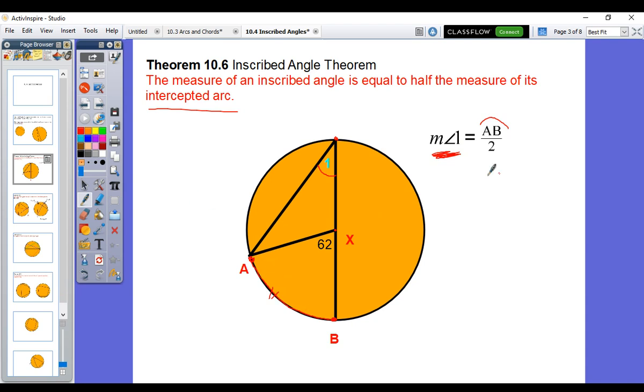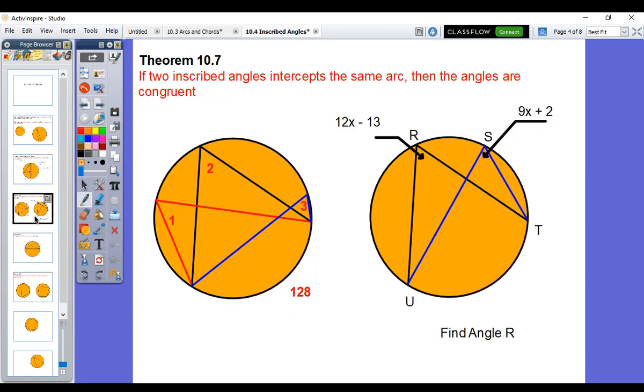Now, let's figure out what that actually is. Here, the measure is 62. This is a central angle. Remember, the angle exists at the center, central angle. So that means this arc right here is 62. Angle 1 is equal to half of that. So the measurement of angle 1 is equal to the degrees of arc AB, which is 62, divided by 2. It gives us 31 degrees. The measurement of angle 1 is 31. So it's always going to be half of the arc. Central angles are the same. Inscribed angles are half. We'll practice that a little more in a bit.